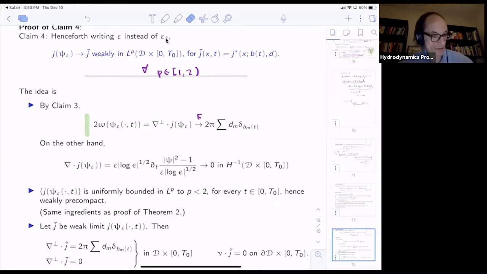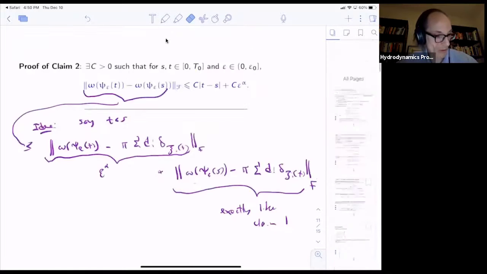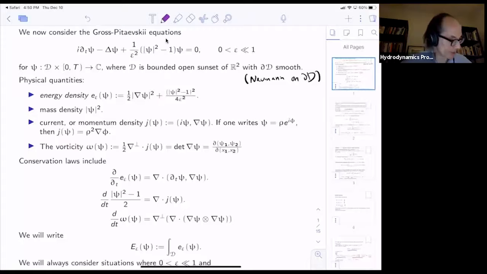Here it is. Right, here's conservation of mass. And what this tells me is that this thing is very small in L2 as epsilon goes to 0. Remember, psi squared minus 1. If I square that, divide by epsilon squared and integrate, that's of order log epsilon. And so psi squared minus 1 is basically of order epsilon times the square root of log epsilon as epsilon goes to 0.